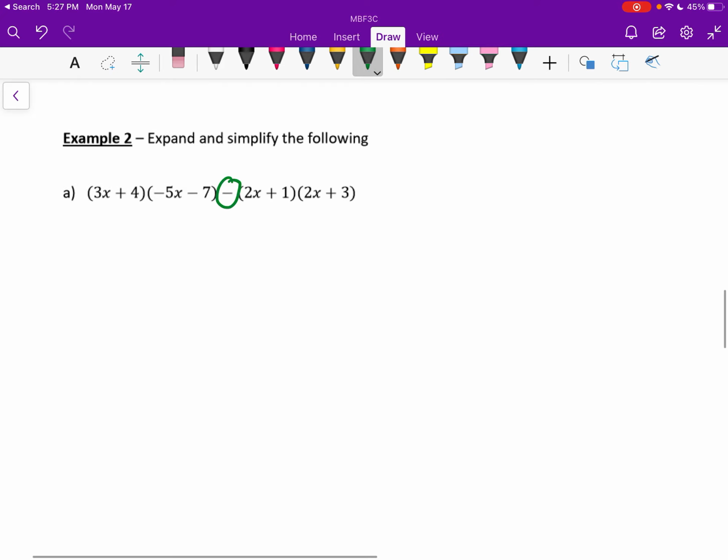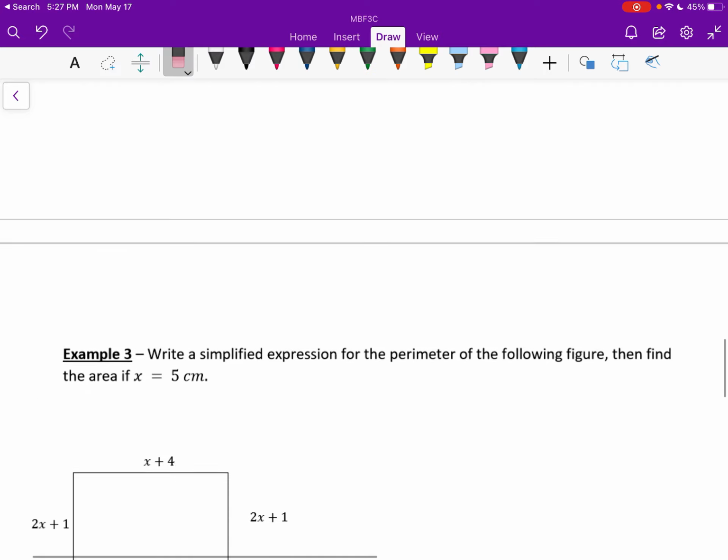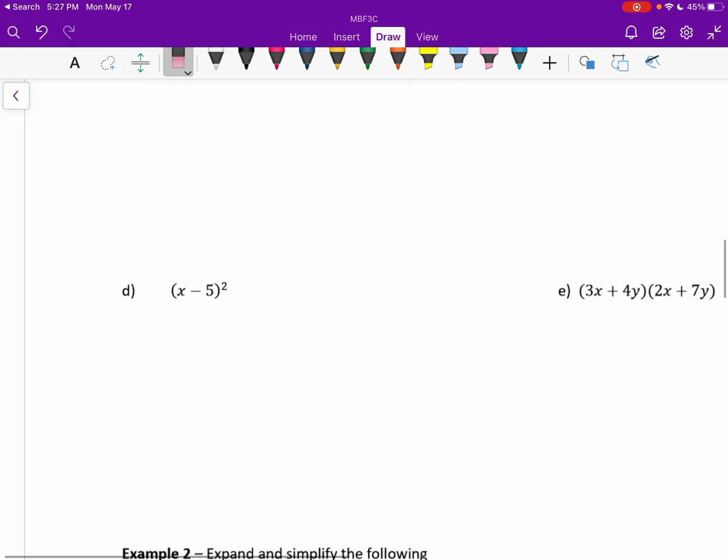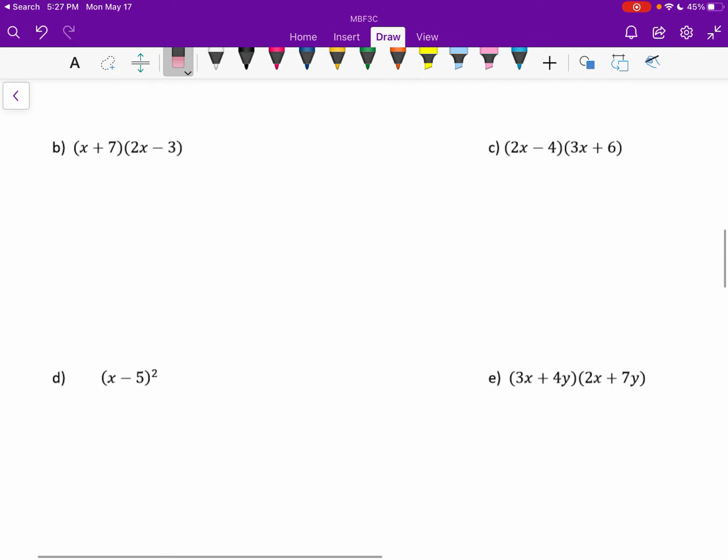Now we have two where we have to do this set of binomials first. Then we're going to have to do this set and then simplify. And then we have a word problem. Okay, so let's just go through and try this one. I'm going to do B with you, but I'm going to say that you try C, D, and E by yourself. So pause the video, go back and watch those two. And I'll obviously put up the answers as well, okay?